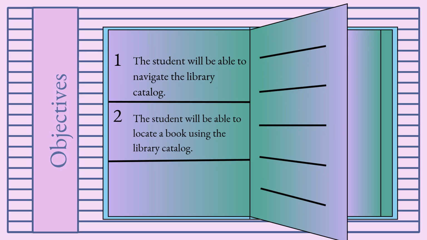Our learning objectives for today are: 1. We will be able to navigate the library catalog, and 2. We will be able to locate a book using the library catalog.